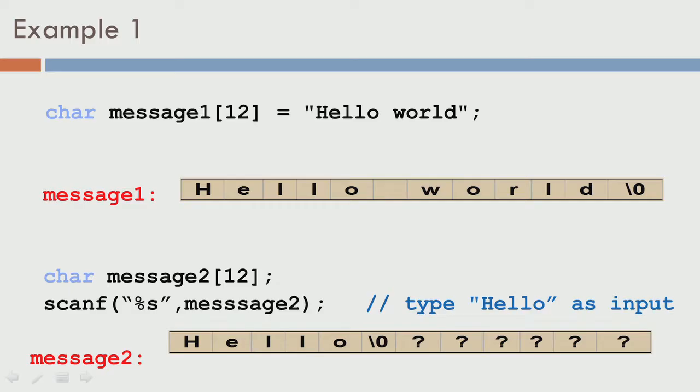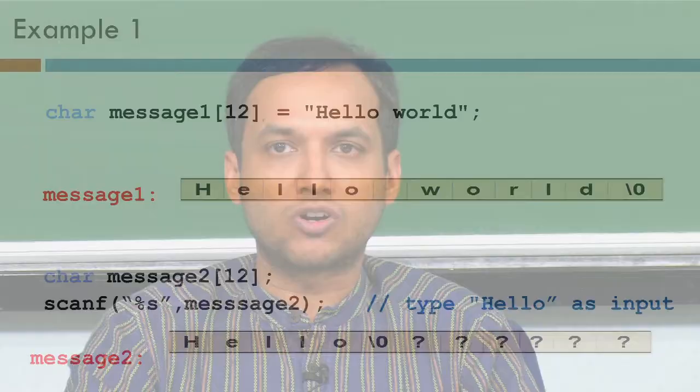The 5th location would have \0, and in this case only 6 bytes are required. The bytes following that, even though message 2 has space for 12 bytes, it has only 6 valid bytes that are useful for the string. The other 6 are unknown. We have already seen this when we talked about the notion of arrays and what happens if we do not initialize them.